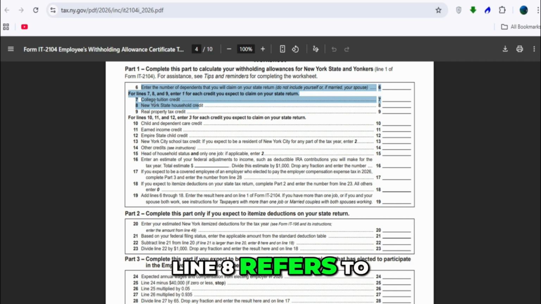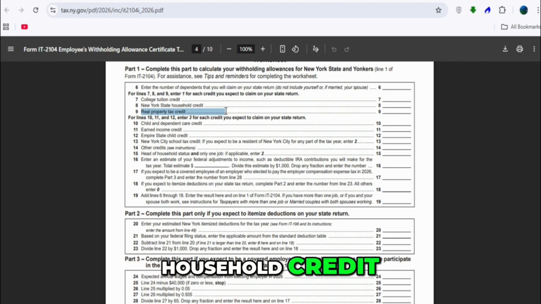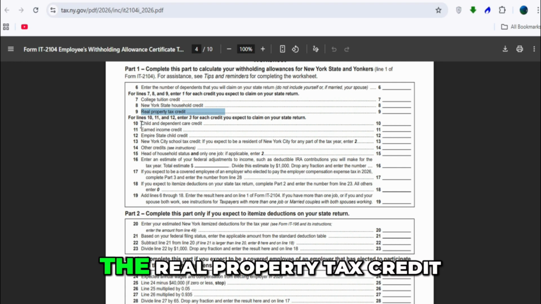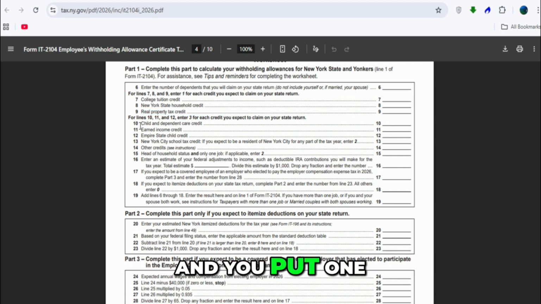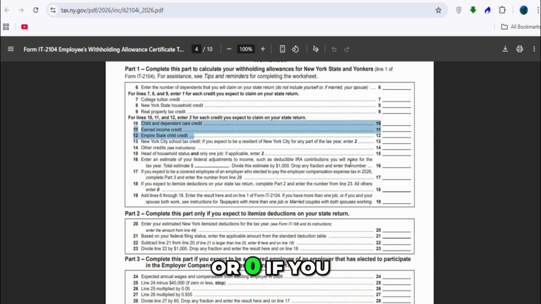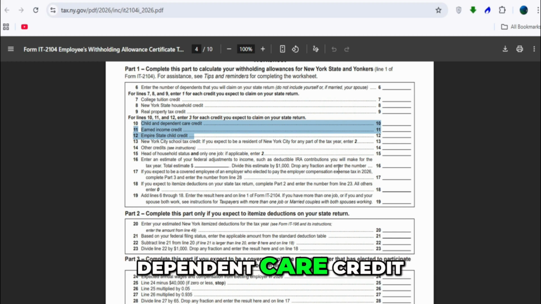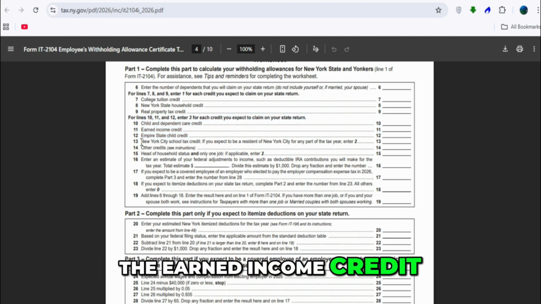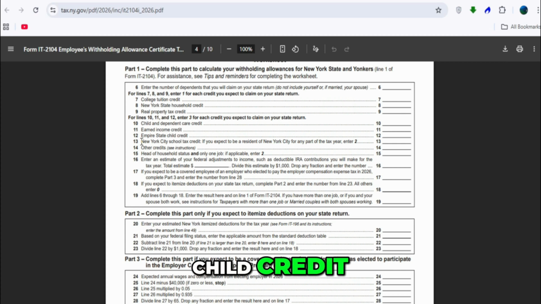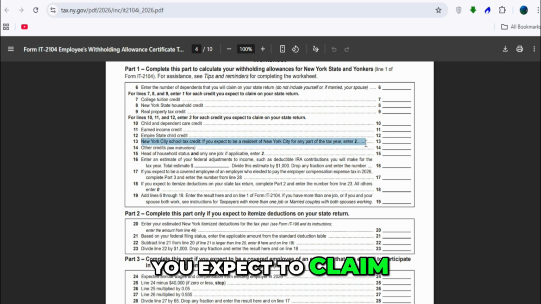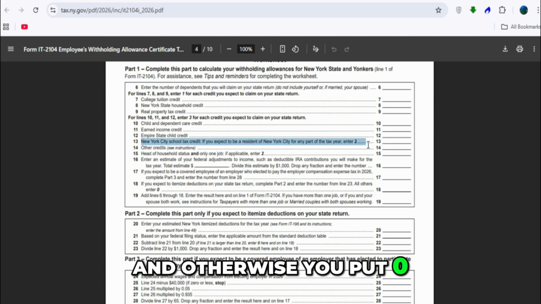Line 8 refers to the New York State household credit. And again, you put 1 if you expect to claim it, or 0 if you do not. Line 9 refers to the real property tax credit. And you put 1 if you qualify, or 0 if you do not. Lines 10 through 12 each refer to credits that are worth 3 allowances, meaning the child and dependent care credit, the earned income credit, and the Empire State Child Credit. So for each credit you expect to claim, you put 3, and otherwise you put 0.